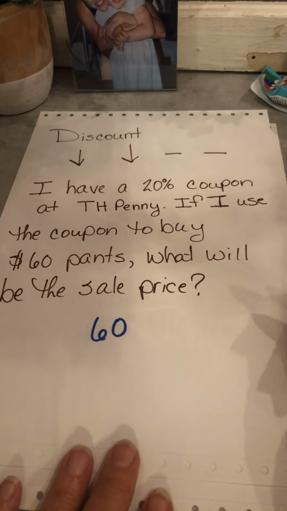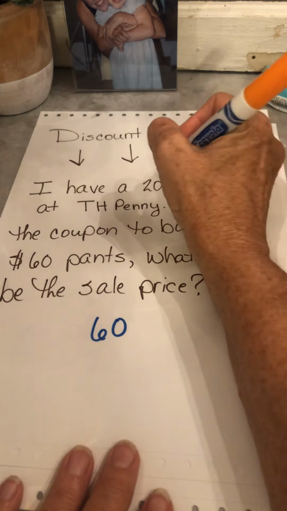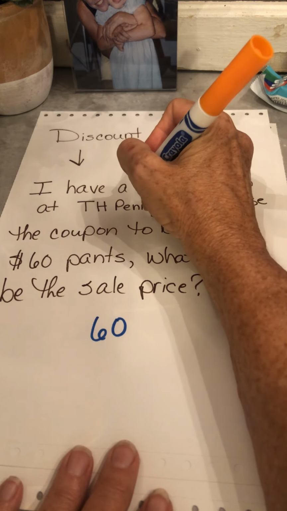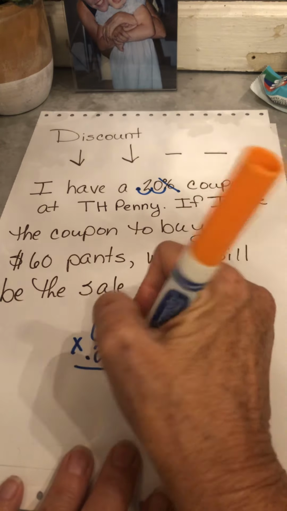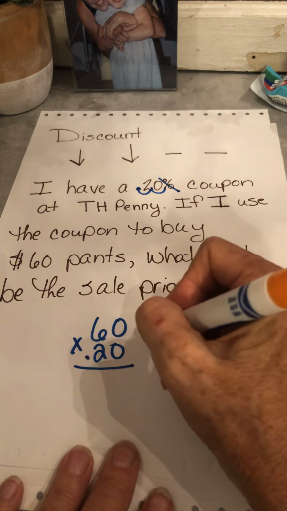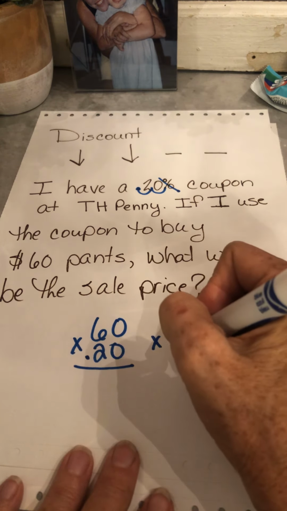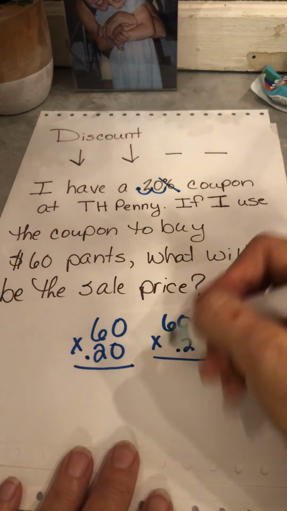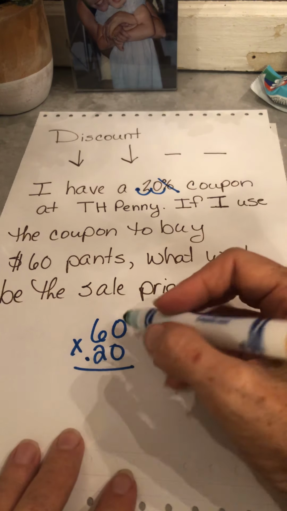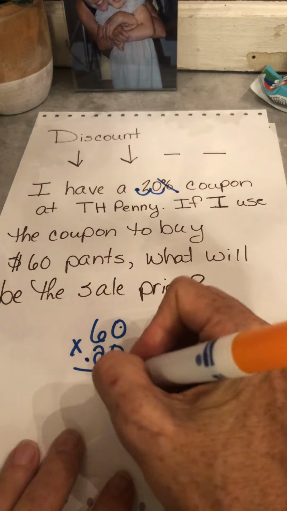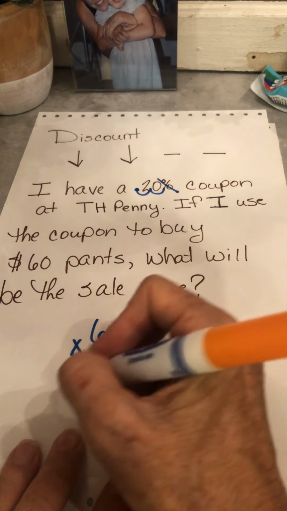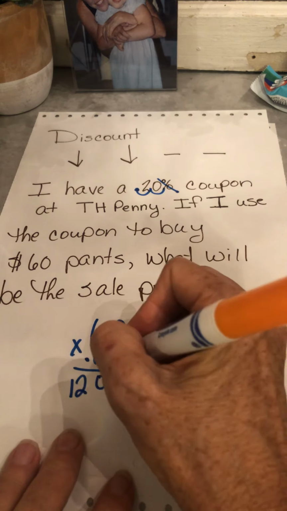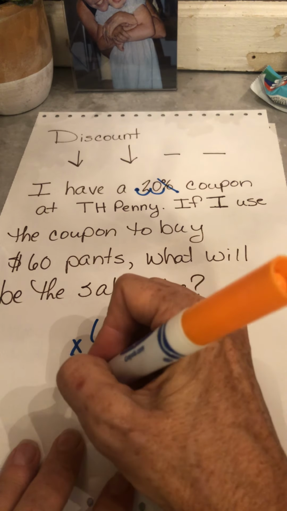So my price of the pants is $60. I'm going to times it by 20%, just like we did for the tax, tip, and profit. I could either do that, or remember, I could drop the 0 and just times it by 0.2. Last time I did the other one, I'll do this one this time. 0 times 0 is 0. Everything would be 0. 0 times 2 is 0. 2 times 6 is 12. Move my decimal 2 times.